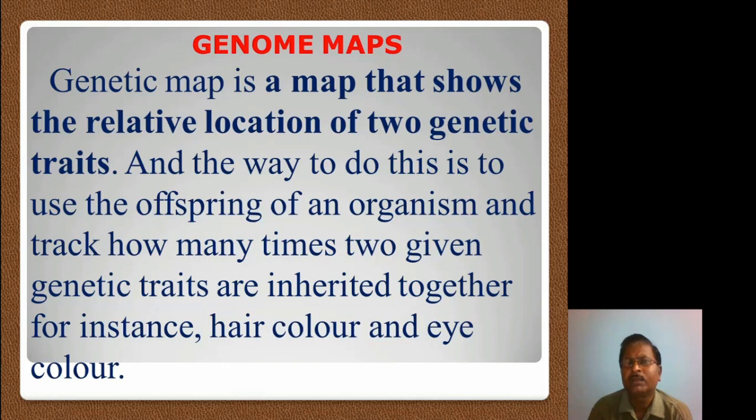So what is this genome map or genetic map? It is a map that shows the relative location of two genetic traits, related or closely related traits. The way to do this is to use the offspring, meaning F1, F2 generations of an organism, and track how many times two given genetic traits are inherited together. They are inherited from one generation to another generation. For example, hair color and eye color are both inherited.